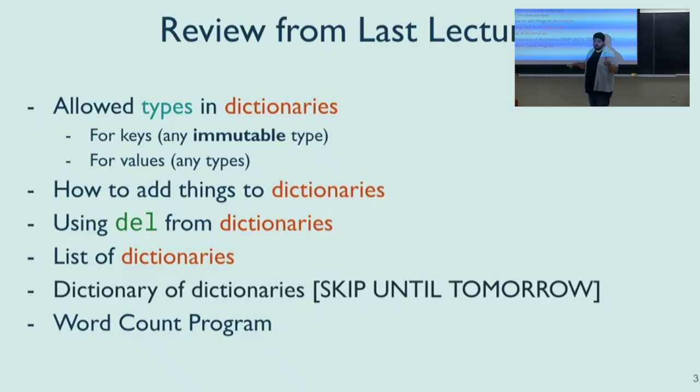A dictionary cannot be a key. This is very important, because if you have a mutable type as a key, Python is going to get very mad at you. Now, what about values? For values, you can have any type you want.